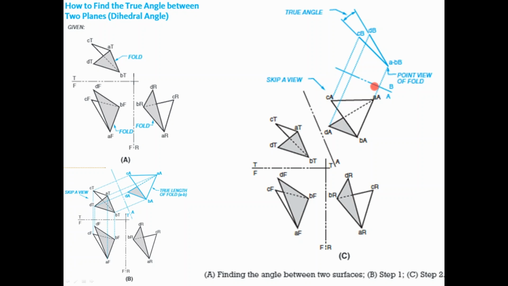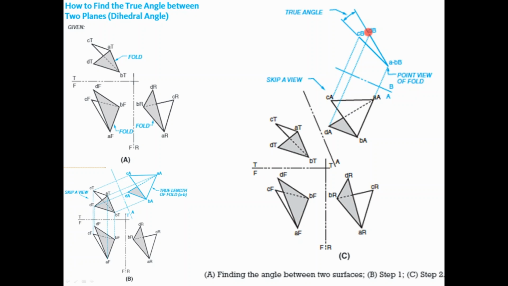When you draw this line here, this line is perpendicular to this line here, and this DB is parallel to this line here, and then you're going to draw perpendicular to it. Once you draw perpendicular to it, you're going to get the true angles.